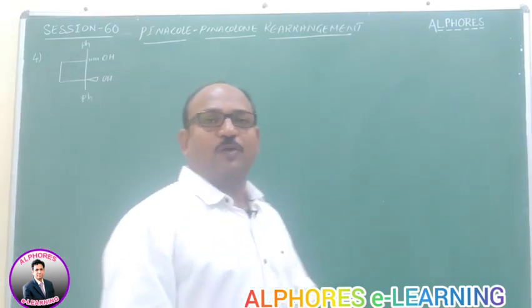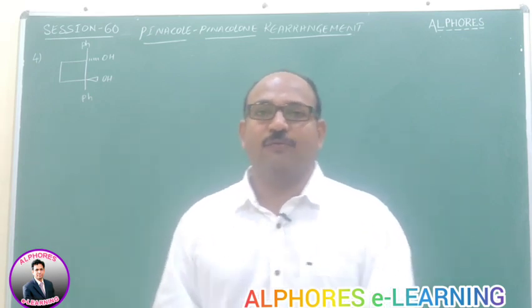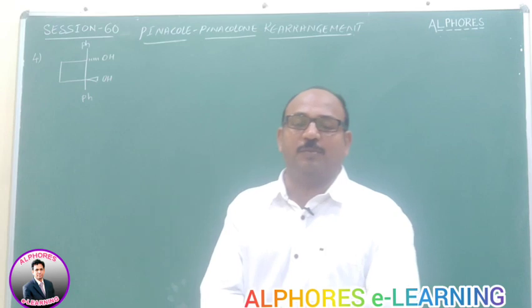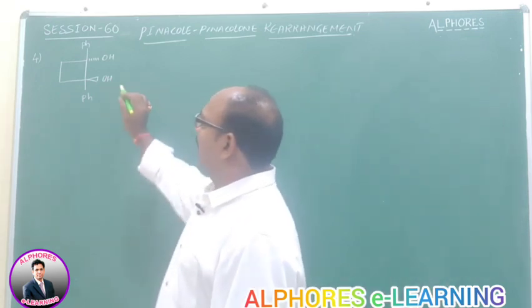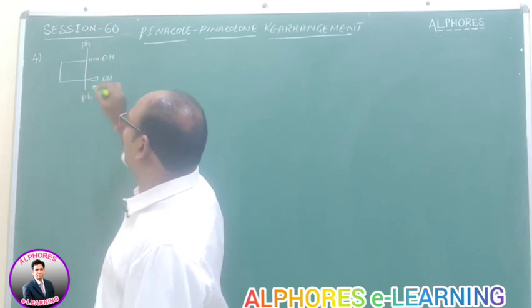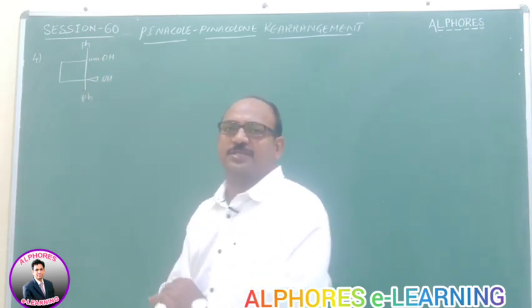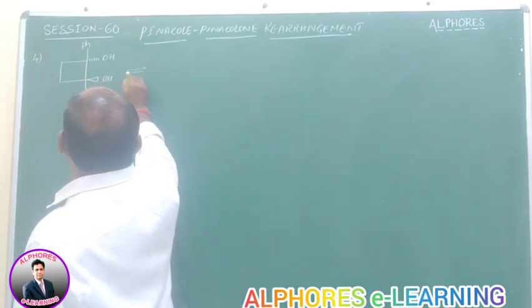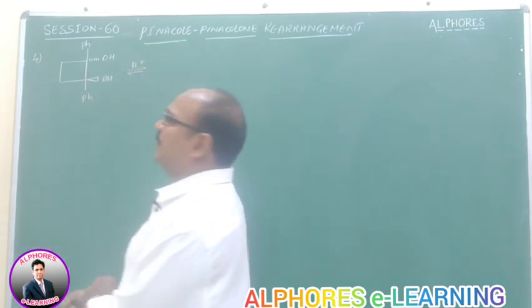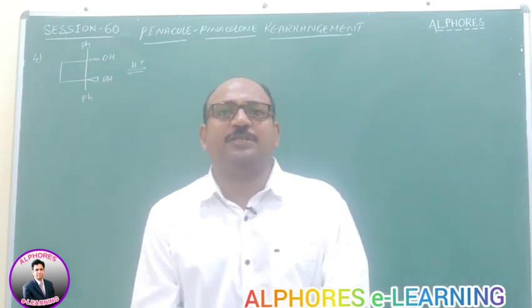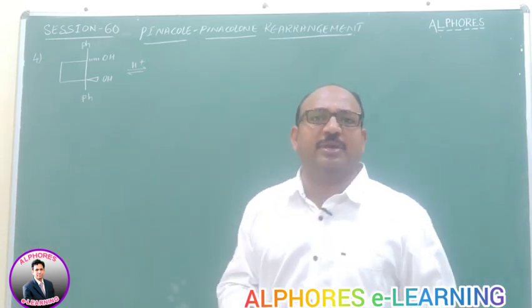Students, so far we learned 3 examples for pinacol rearrangement. Let us have a look at the fourth example. Here, a four-membered ring consisting of two phenyl groups and two OH groups. Again, this is a vicinal diol. This one upon reaction with the acid. So what product are we expecting? Nothing new here. From the first onwards, we are learning the same mechanism.